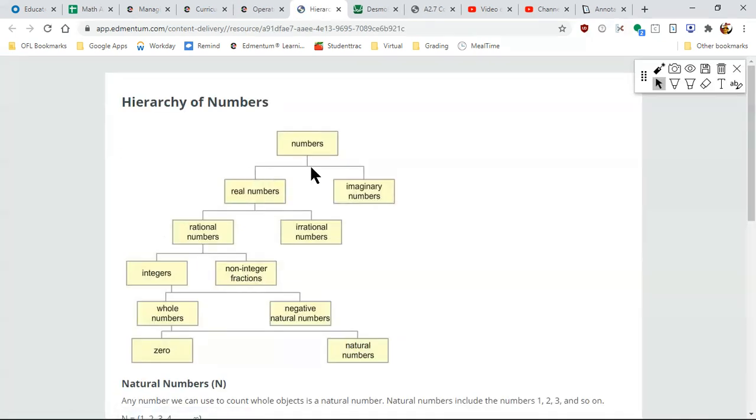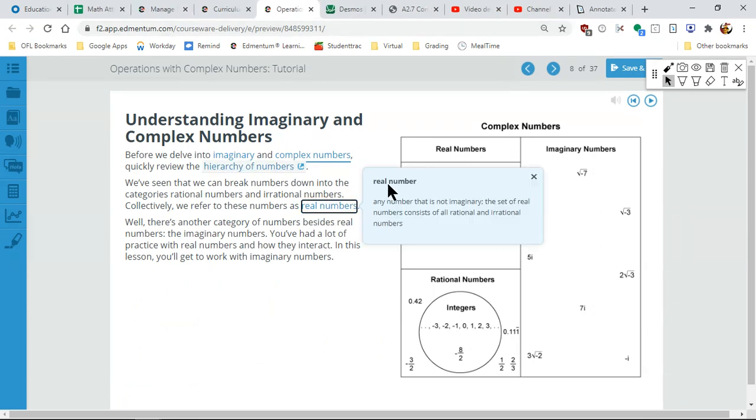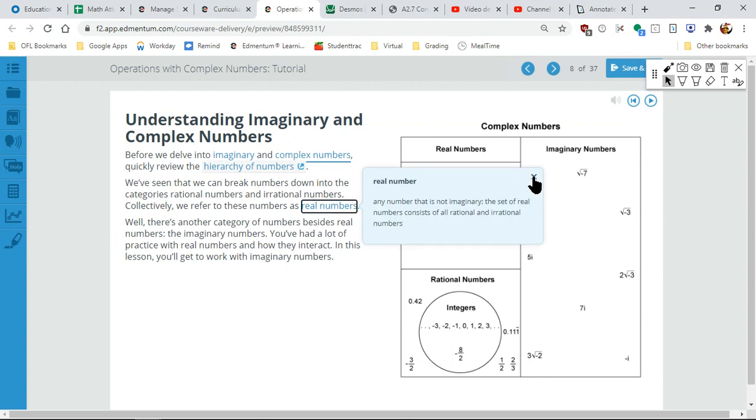If you want to see the hierarchy, there's numbers, real numbers, imaginary numbers. Then there's rational numbers, irrational numbers, integers, non-integer fractions. Integers can be spaced out between whole numbers and negative numbers. Whole numbers can be 0 or natural numbers. So natural numbers are 1, 2, 3, 4. I like clicking on these to kind of get more information. Real numbers, any number that's not imaginary. Great definition there at Edmentum.